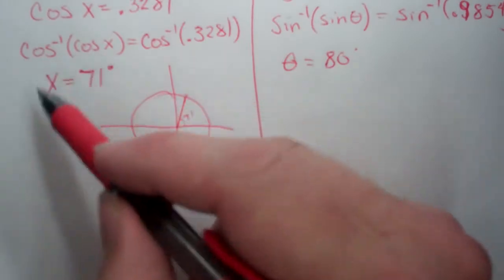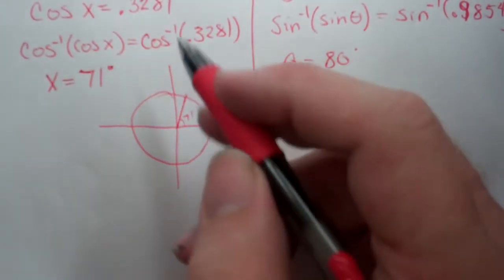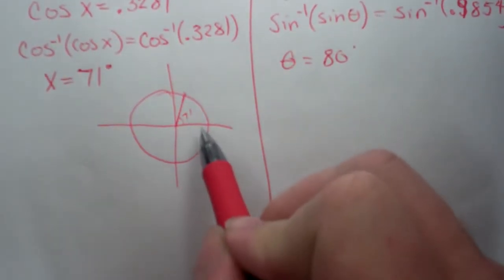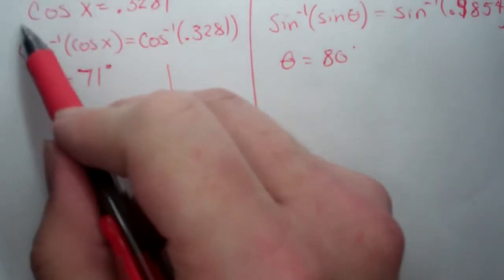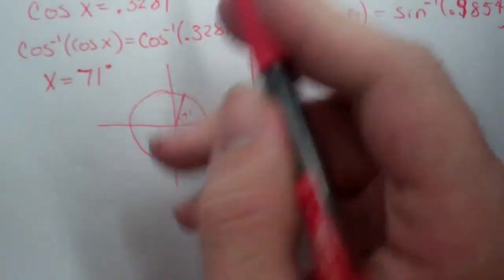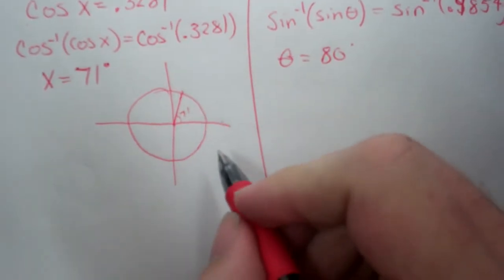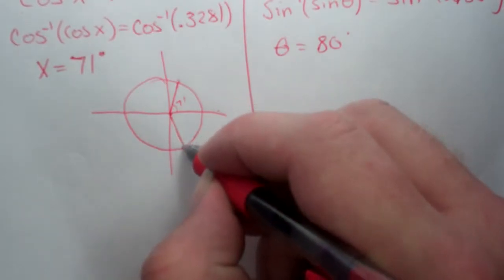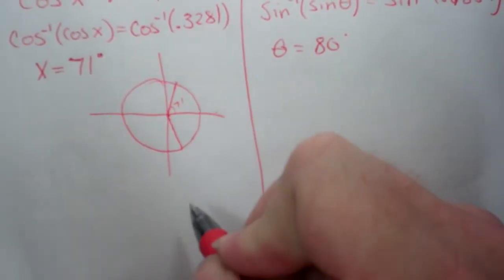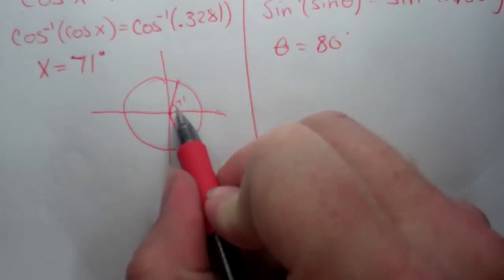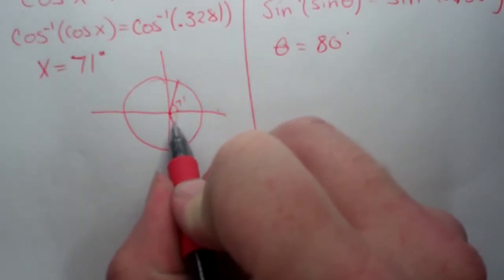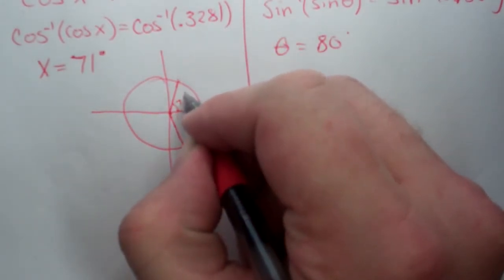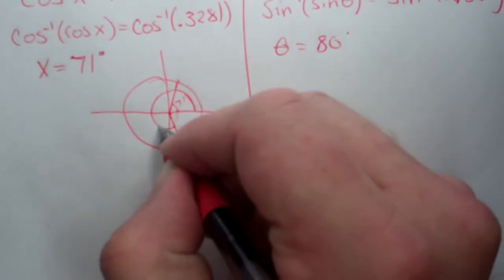Well, the other angle has to have the same x coordinate, and so we're going to reflect across the x-axis. Why the x-axis? Because the cosine depends upon the x-coordinate. So with cosines, we reflect across the x-axis, so I'm going to reflect this angle across that x-axis, and we end up with this one. Good. So if this is 71 degrees here, then the size of this angle must also be 71 degrees. And what we want is the size of this large angle here.